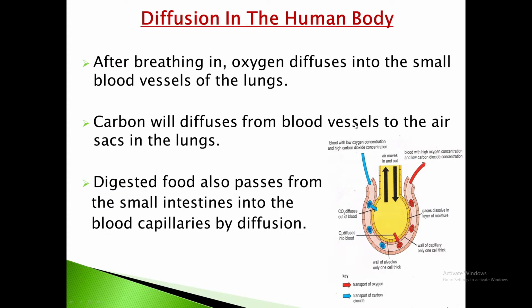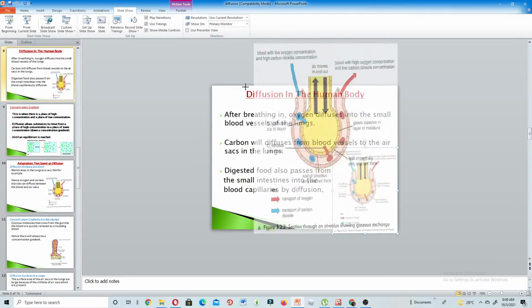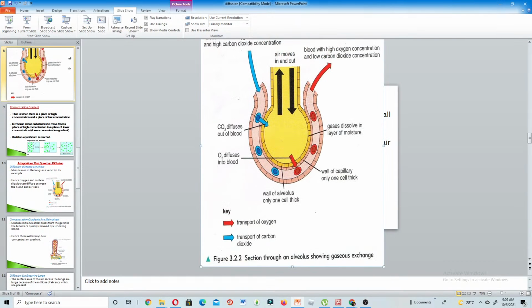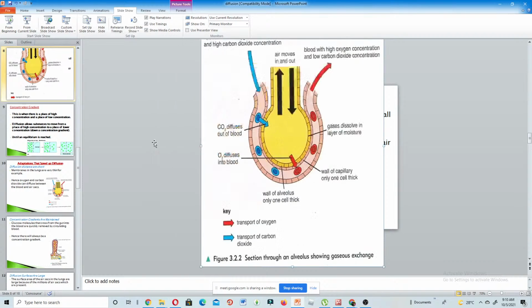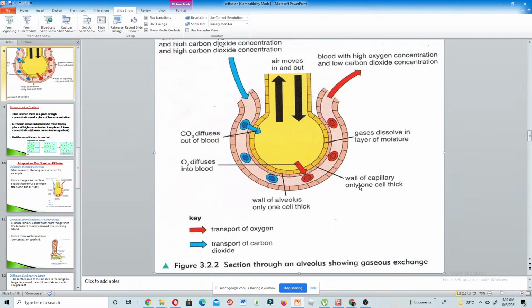Right, and looking at the diagram, the red this time represents oxygen and the blue represents carbon dioxide. Now when you look at this labeling, you will see where they say O2 diffuses into blood, as O2 means oxygen. Let me see if I can get this diagram. I'm going to get it larger so you can see it. Share screen. Right, so just getting the image larger so you can actually study it.